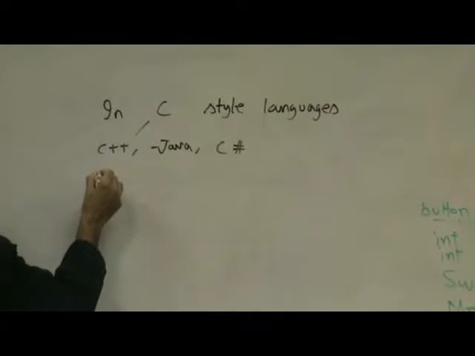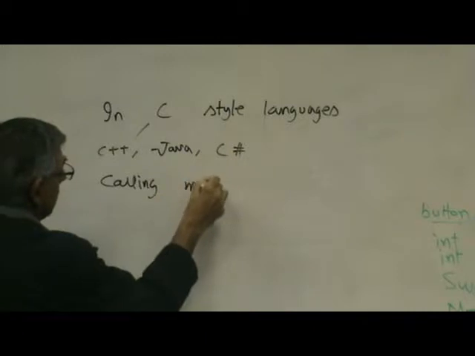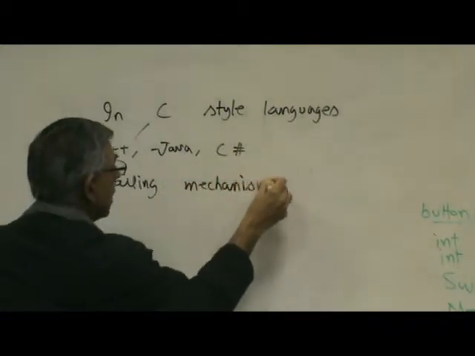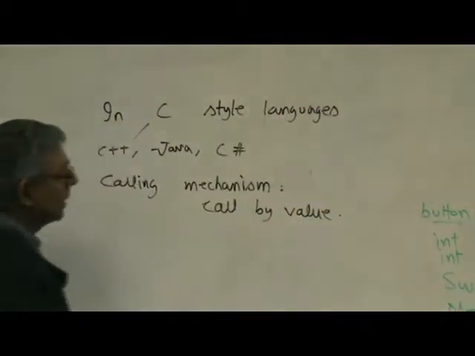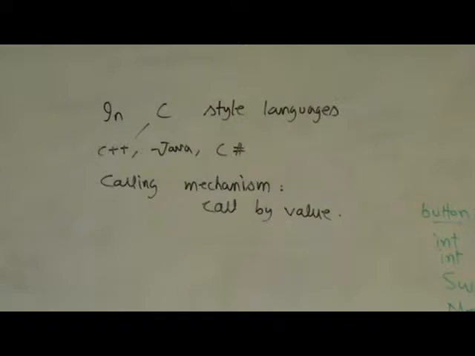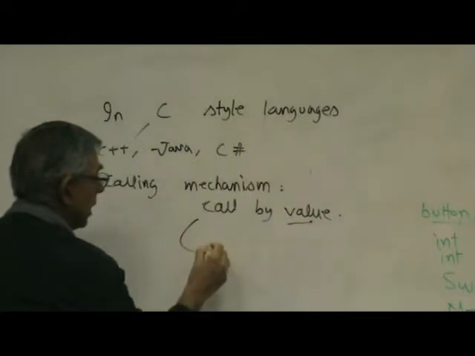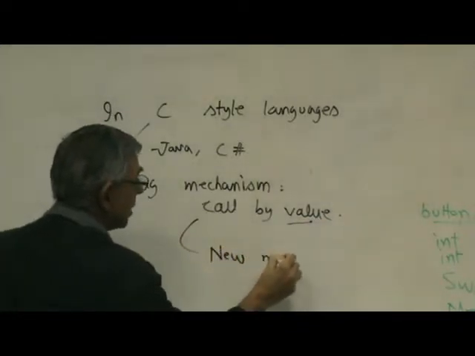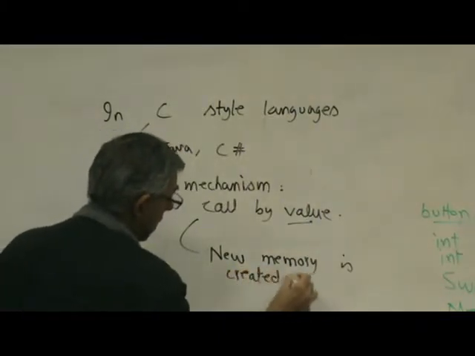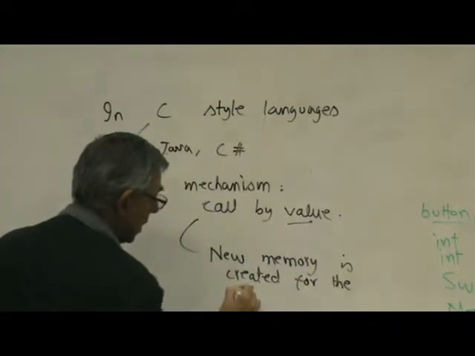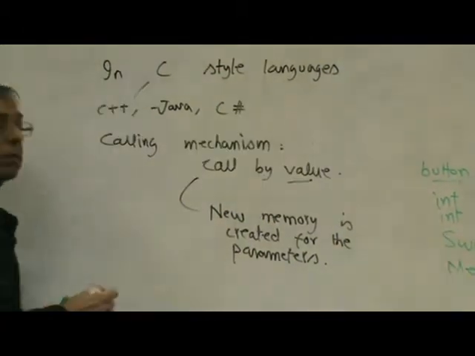whenever we call a method, the calling mechanism is what we call by value. So what exactly do we mean by call by value? In call by value, a new memory is created for the parameters, and then we copy the data from the corresponding arguments into the new memory.